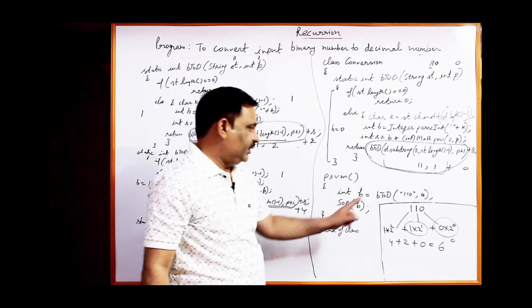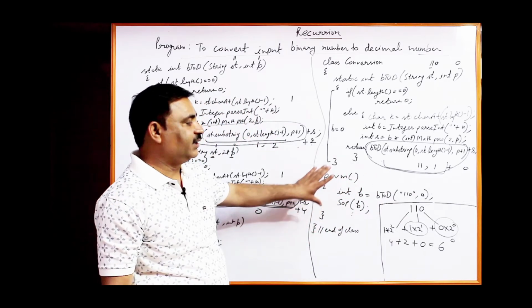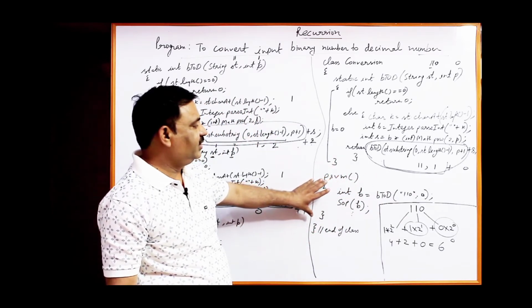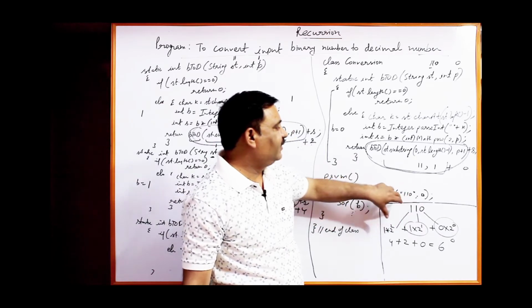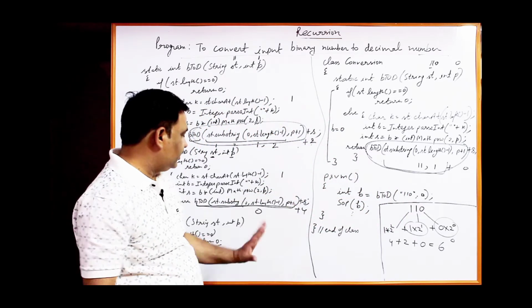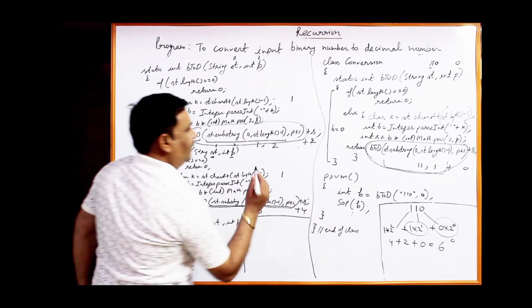Now one more thing, here 0 is compulsory to pass. Otherwise, as I told you, the method is to make another function in which you have to pass only this number, and from there you can pass 0. Example, I am going to explain one more function which you can make.